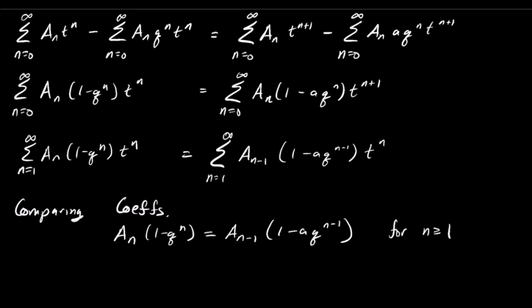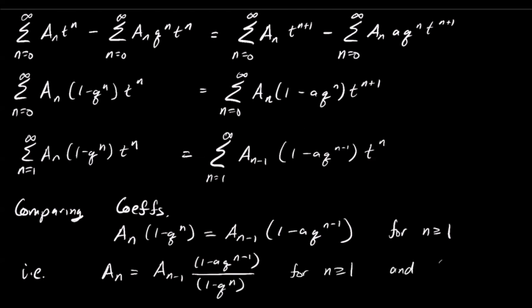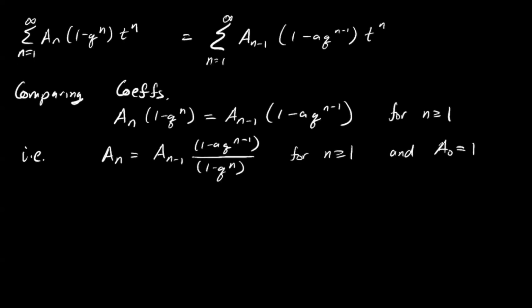So I have this nice recursion now satisfied by my coefficients. And the nice thing is I can solve this recursion. I can rewrite this as a sub n is really just a sub n minus 1 times 1 minus a q to the n minus 1, divided by 1 minus q to the n, for n greater than or equal to 1. And I already know that a0 is equal to 1 from earlier. So what does this give me? Let's try to solve for these a sub n's. So a sub n is 1 minus a q to the n minus 1 over 1 minus q to the n, times a sub n minus 1.